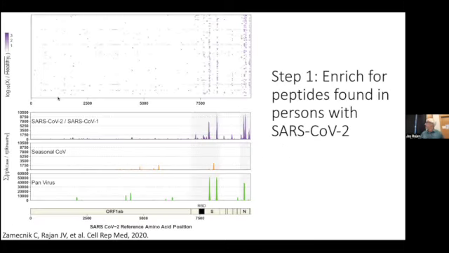So the first, just walking you through this, and these are just figures from our paper. The first step, as I mentioned, is to really enrich for peptides found in persons with SARS-CoV-2. And what I'm showing you here is the heat map of reactivity across the SARS-CoV-2 proteome for a bunch of positive controls. And what you can see is primarily this reactivity, unsurprisingly, is in the nucleoprotein and then the spike proteins. So very consistent with what had previously been reported for SARS-1, and what's also been subsequently reported for SARS-2.